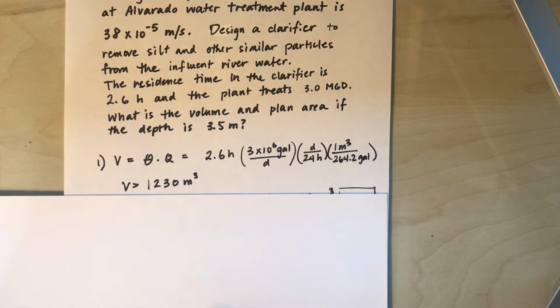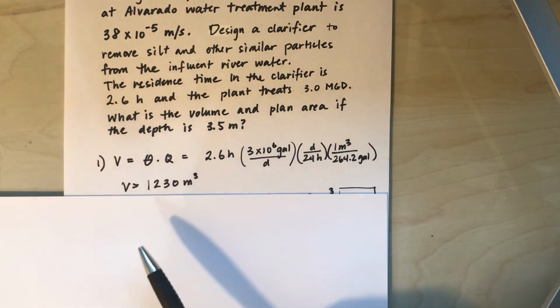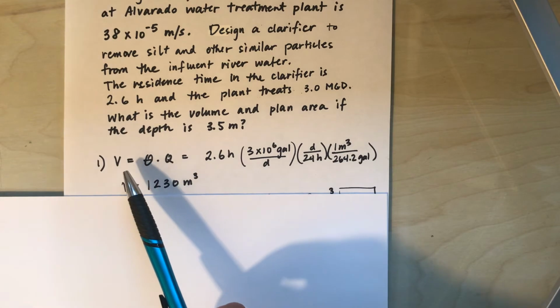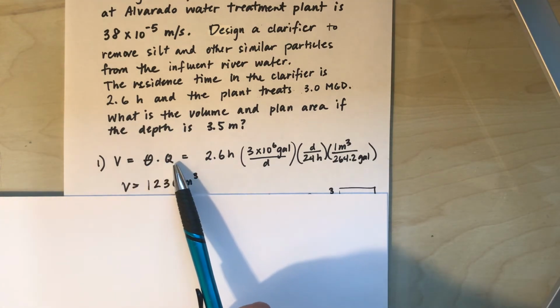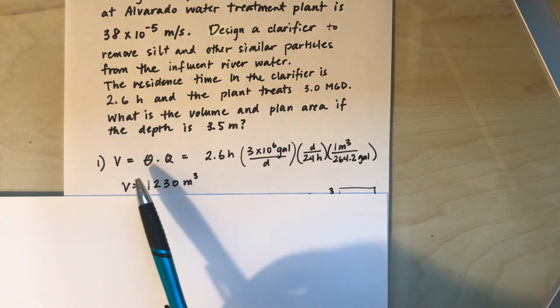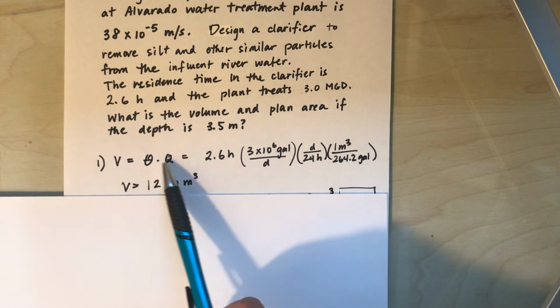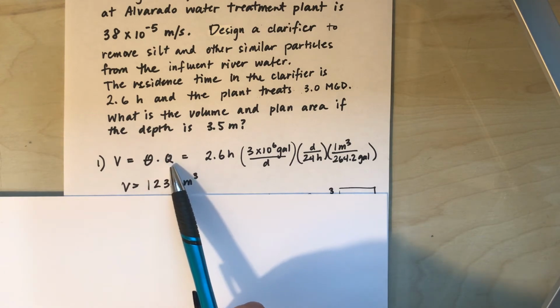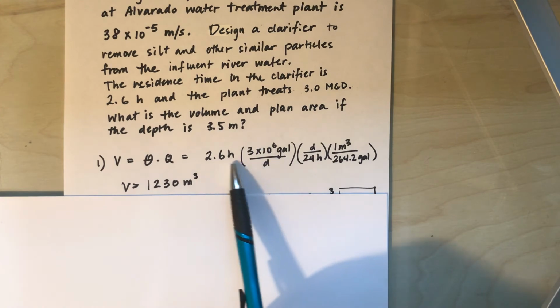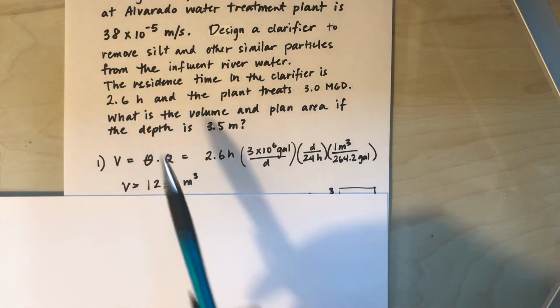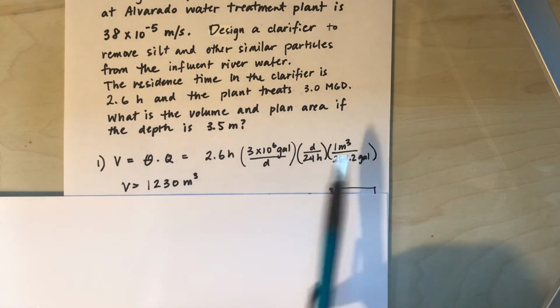Okay, so to determine the volume is just time times flow rate, right? And then you can get the volume. Time cancels out. Okay, so volume is the residence time times the flow rate. We know that the flow rate is 3 million gallons per day. The residence time, we're going to need 2.6 hours, and then all the rest is just conversions.